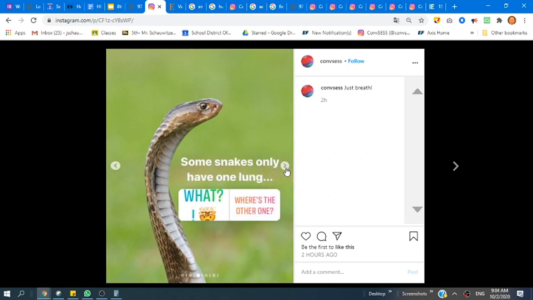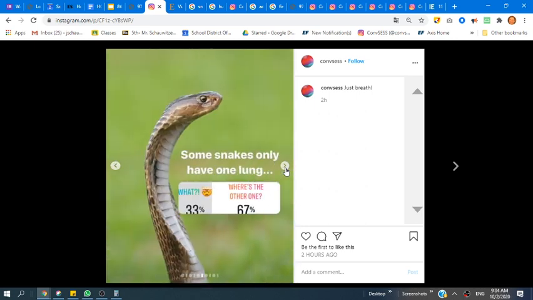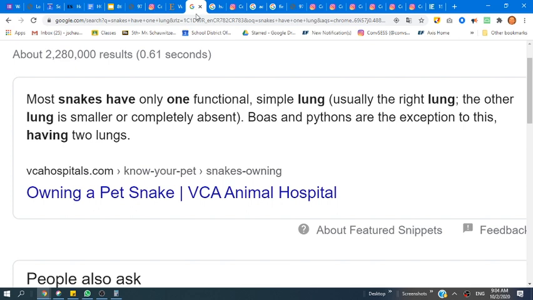All right, so let's look at another animal. You're probably like, oh no, a snake. Well, some snakes only have one lung. Do you know that? It's interesting because most animals have two. Now, I just quick did a Google search on vcahospitals.com. It says that most snakes have only one functional simple lung, usually the right lung. The other lung is smaller or completely absent. But there's actually some exceptions, like boas and pythons have two functioning lungs.